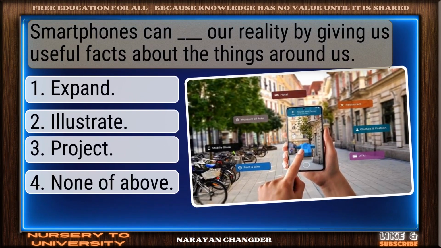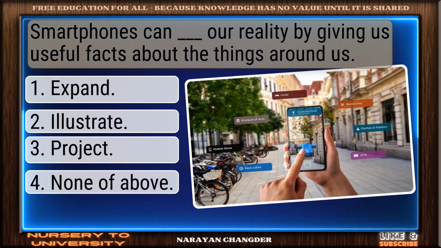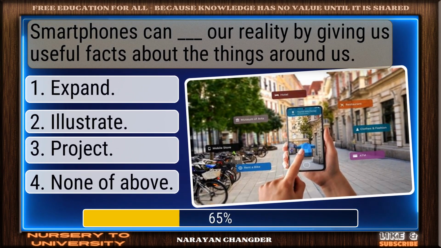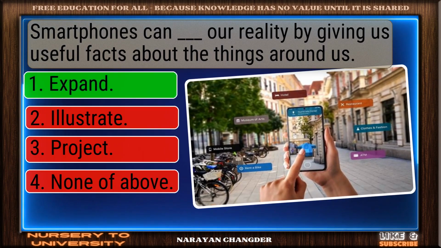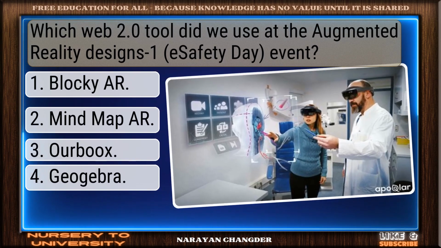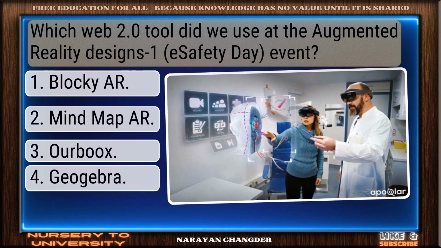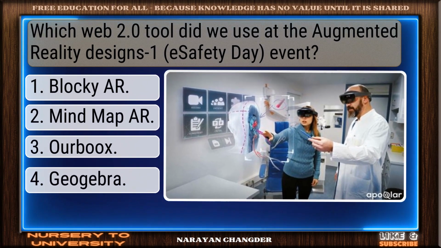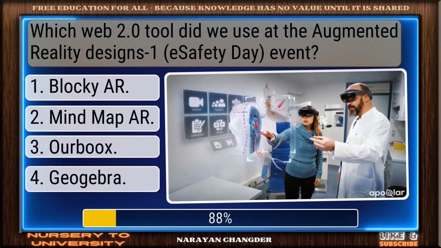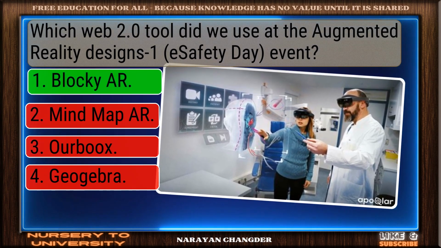Question number 11. Smartphones can expand our reality by giving us useful facts about the things around us. Solid response. Expand is a valid choice. Question number 12. Which Web 2.0 tool did we use at the Augmented Reality Designs 1 event? You're right. Blockify AR is the correct answer.